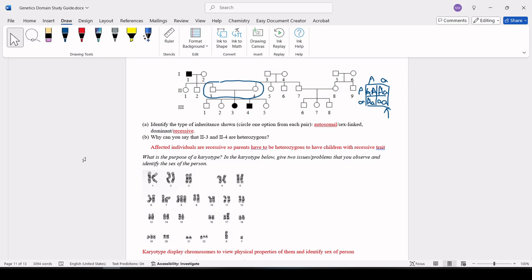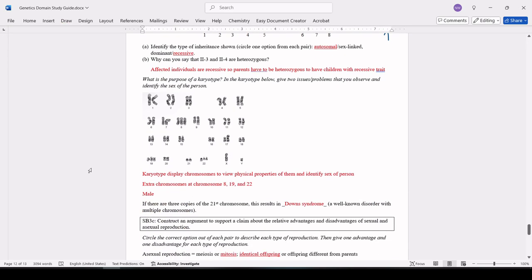Alright, moving on to the karyotype. So a karyotype is this picture here. It shows all the chromosomes that an individual has. And it's a way that we can pick out if there's anything wrong with chromosomes, like physically, like we have too many, there's a deletion, there's a removal, things like that. We can also tell the sex.